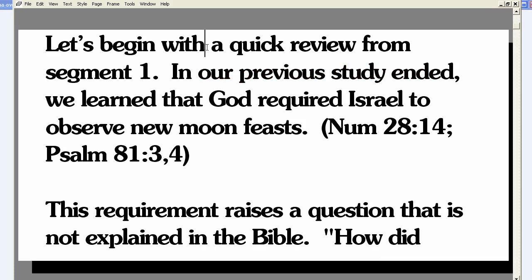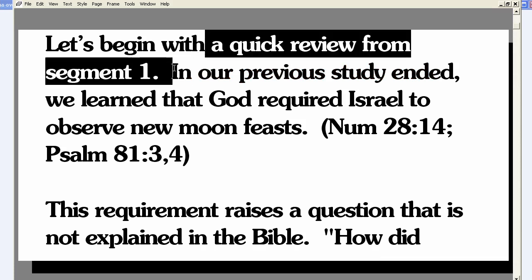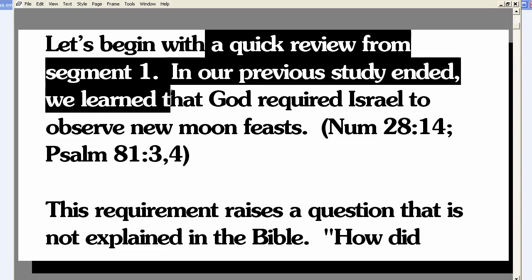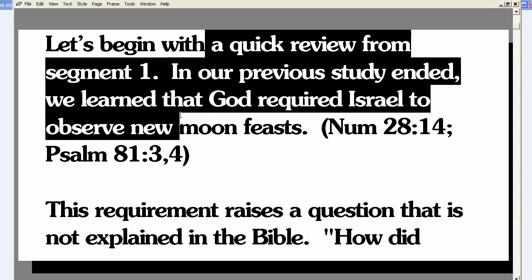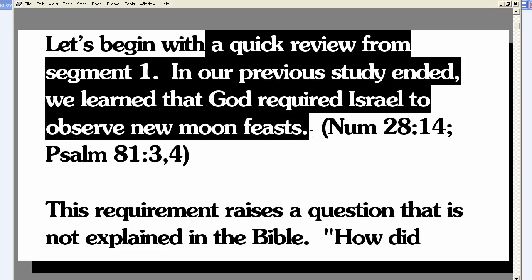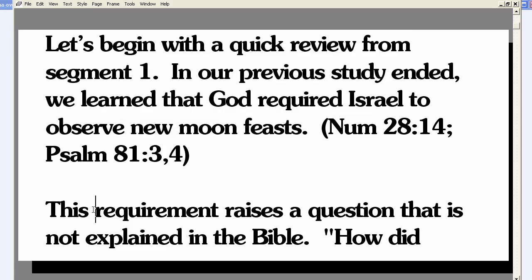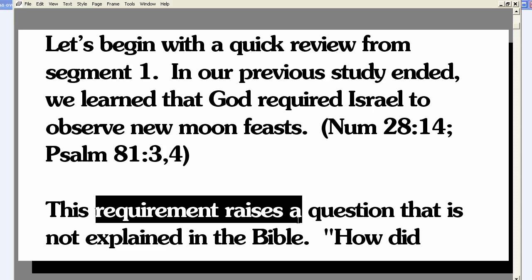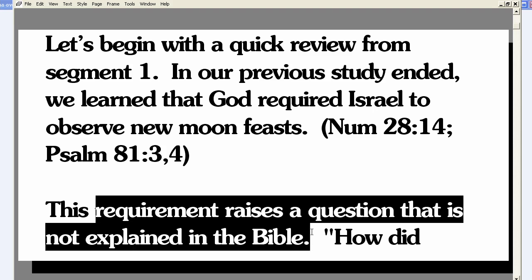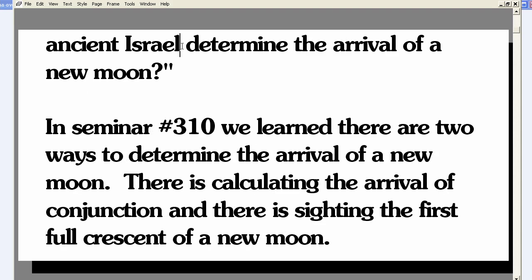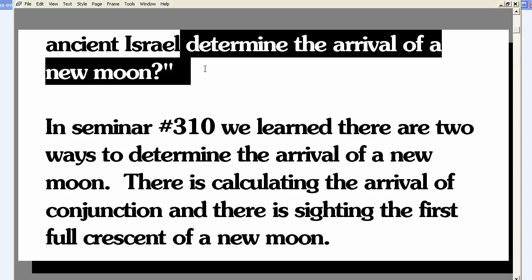Let's begin with a quick review from segment 1. In our previous study, we learned that God required Israel to observe new moon feasts. This requirement raises a question that is not explained in the Bible. How did ancient Israel determine the arrival of a new moon?